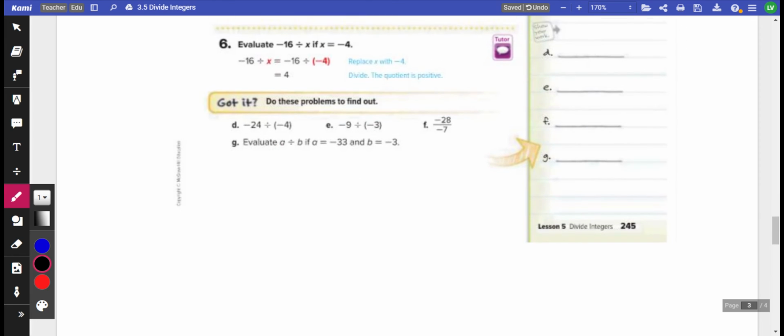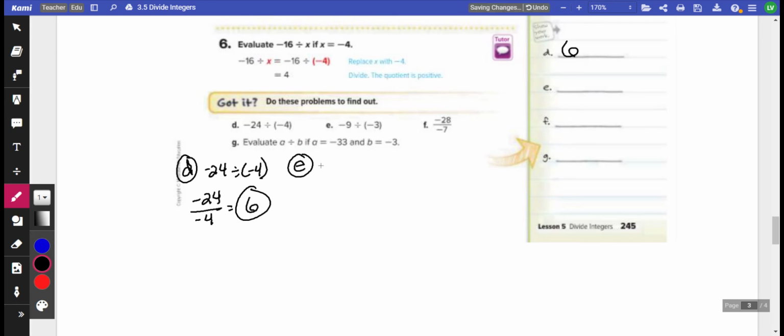So let's try letter D through G to see if we understand this. I'm going to label these. So letter D, negative 24 divided by negative 4. Well, 24 divided by 4 is 6. Negative divided by negative is positive, so my answer is 6 for letter D.